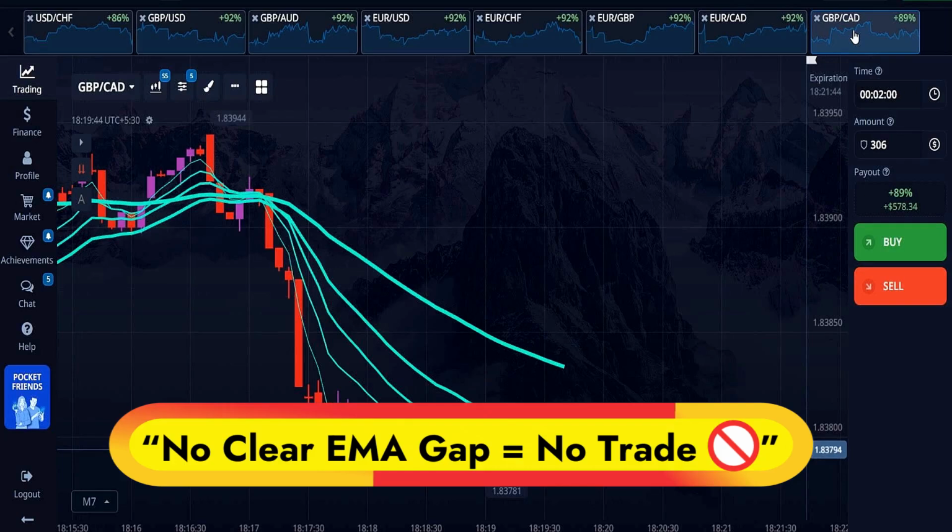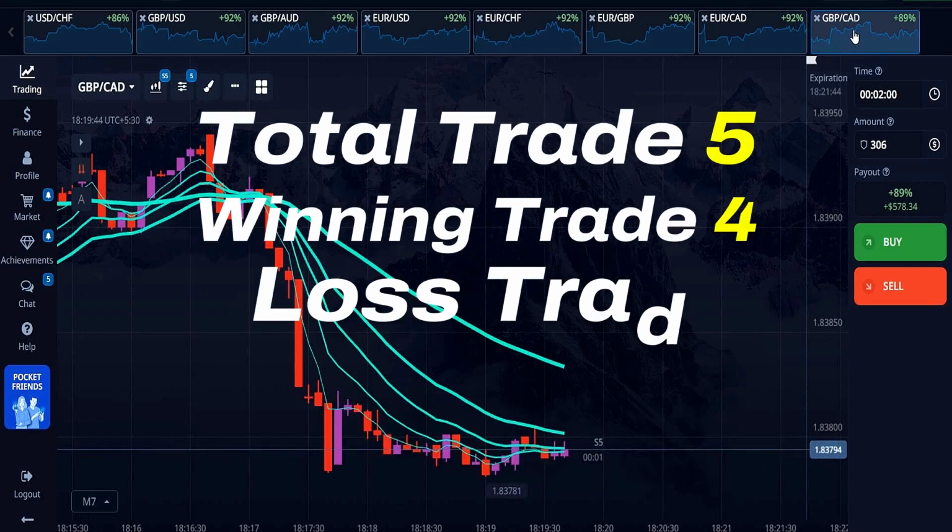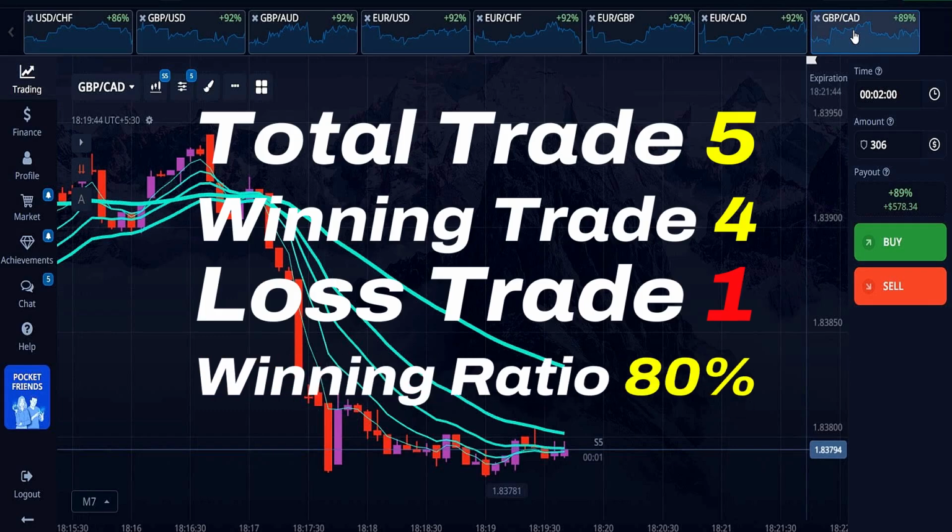Here's what I learned. Never rush your entry. Even if EMAs are pointing in your favor, make sure they're clearly stacked and fanned out, not compressed. And always look for a strong breakout candle with momentum before hitting that trade button. So out of 5 trades, we won 4 and lost 1. That's an 80% win rate using a simple, clean 5 EMA crossover strategy.